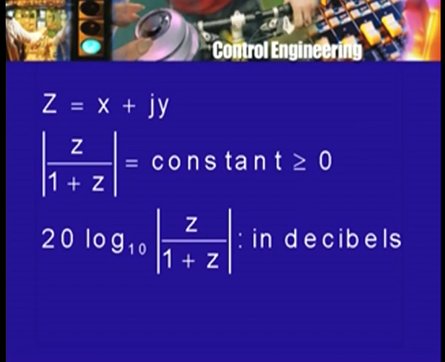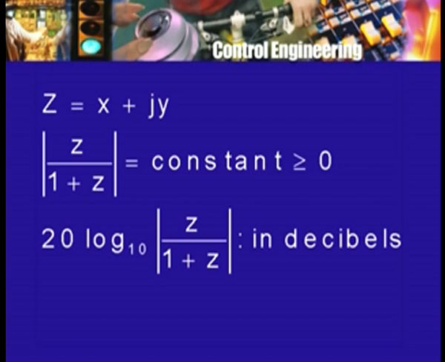Now, such a set of points can indeed be determined, and this is the transformation really from z to z over 1 plus z, or modulus of it. What you are looking at is the set of points z where this function or this transformation has a constant value, which is some positive number. Of course, because it is gain, we can always think of it in terms of dBs rather than in terms of the absolute gain. Now, it turns out that the set of such points lie on a circle.